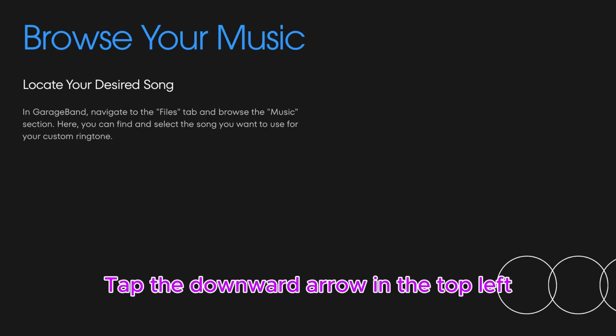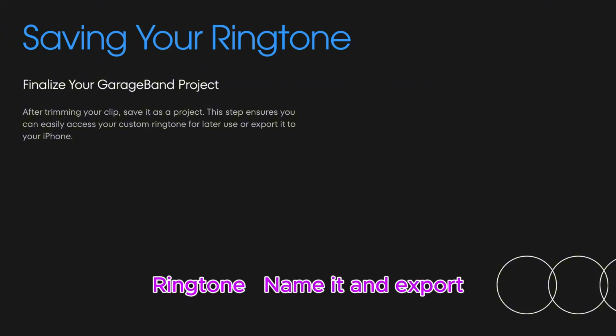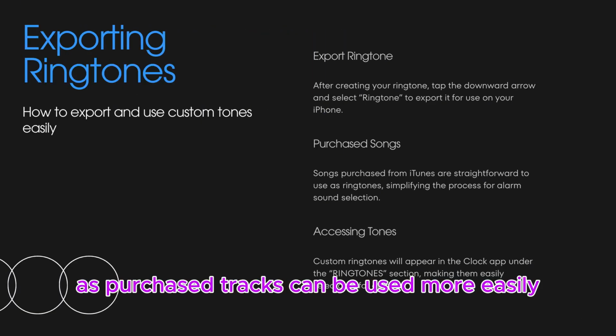Tap the downward arrow in the top left. Select My Songs. Long press your project. Tap Share, then choose Ringtone. Name it and export. This saves it as a tone. Alternatively, purchase the song on iTunes, as purchased tracks can be used more easily.